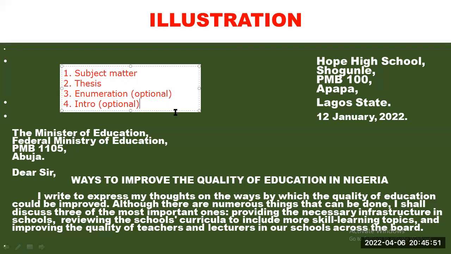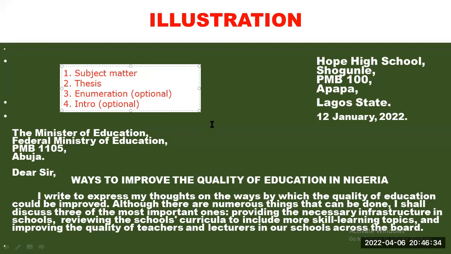Now, the enumeration has to do with the list of points you are going to discuss in the body of your essay. You may decide to give that list in a sentence, and then that is optional. And the intro is simply to announce that you are now going over to the next paragraph to discuss these points one by one. That also is optional. So now let's look at this first paragraph where we give our introduction. Don't forget the topic is ways to improve the quality of education in Nigeria.